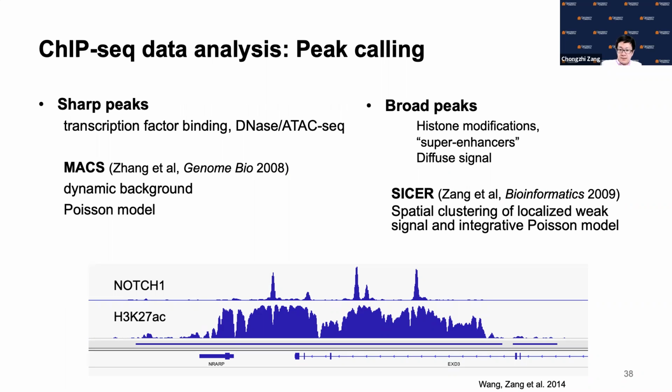As we mentioned repeatedly, transcription factors are different from histone modifications. Transcription factors recognize very specific DNA sequences, so they usually form a very sharp peak.